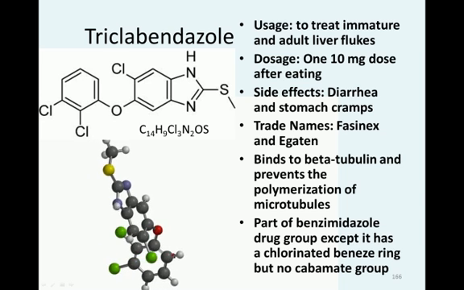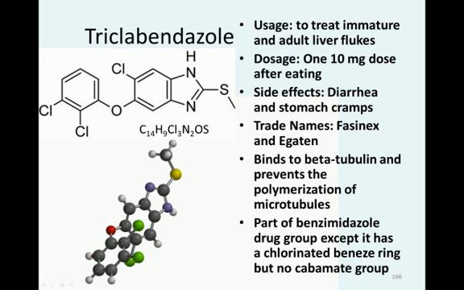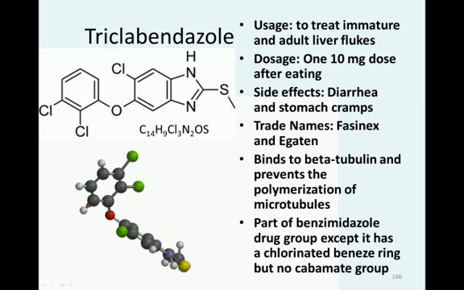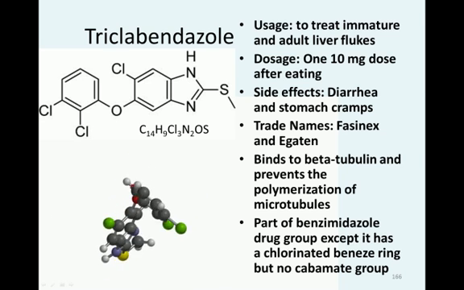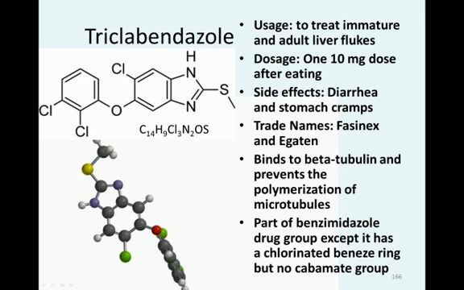Triclabendazole. Usage is to treat immature and adult liver flukes. Dosage, 110 milligram dose after eating. Side effects, diarrhea and stomach cramps.